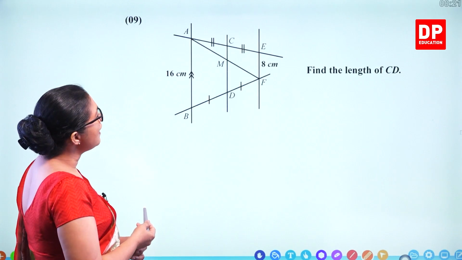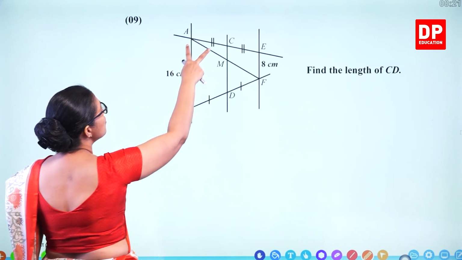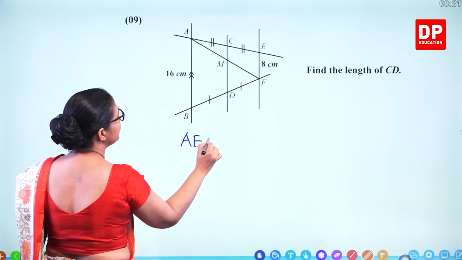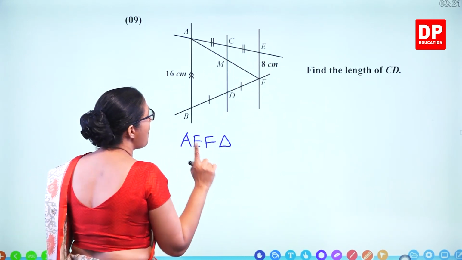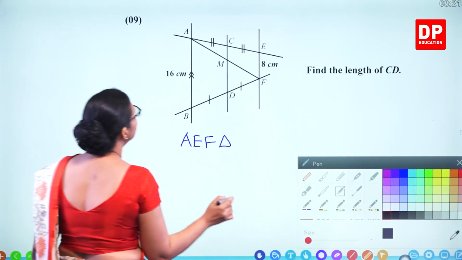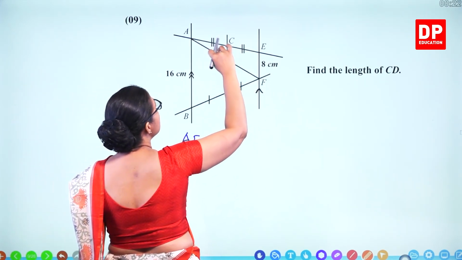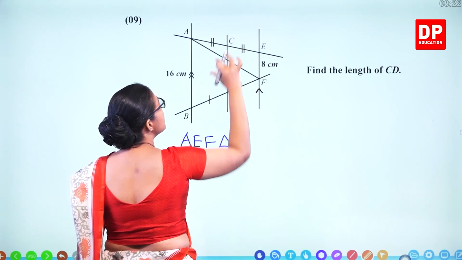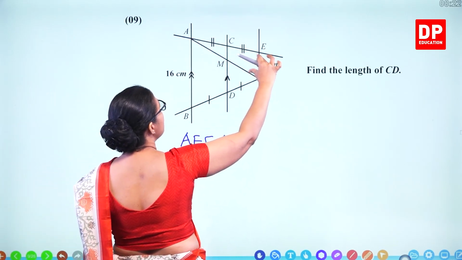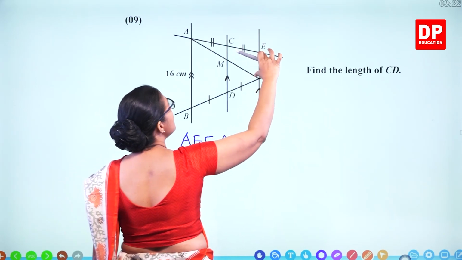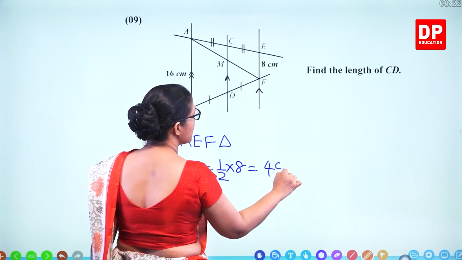Question number 9. Find the length of CD. CD is here. Now here these two lengths are equal. Now think about the AEF triangle. This is equal to this, and these lines are parallel. If the lines are parallel, we can say this is also the midpoint. According to the midpoint theorem, this is equal to this and these are parallel, so this becomes half of that. CM is half of 8, that's 4 centimeters.